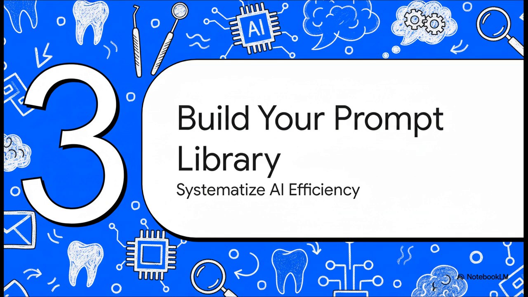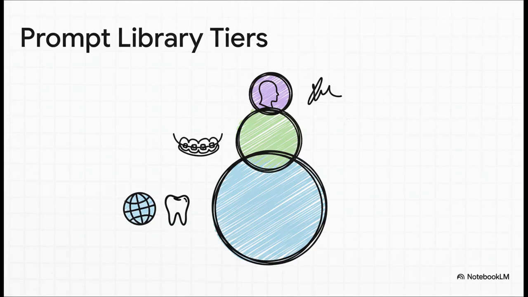We're talking about creating your own personal prompt library. The best way to think about your library is in 3 tiers. At the bottom, you've got your universal prompts, the stuff every practice needs. Then you've got your specialty prompts for perio or ortho. And at the very top, you have your personal prompts, the ones that are tailored to your unique voice and style.